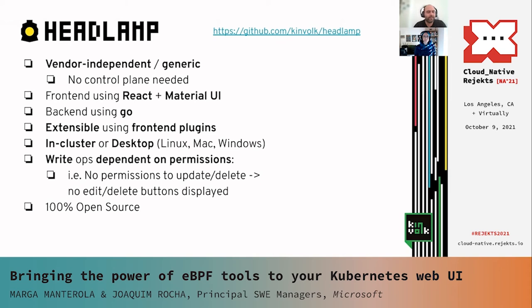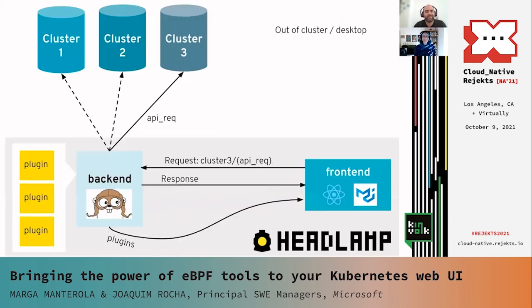Another particularity that I think is different, at least in this web UI, is that when it comes to the permissions that you have, those reflect RBAC from the cluster, and that is reflected in the UI. So if you do not have permissions to delete a pod, for example, then you will not have a delete button in the UI. The same for editing a pod and all that. And of course it's 100% open source, you can check the repo up there.